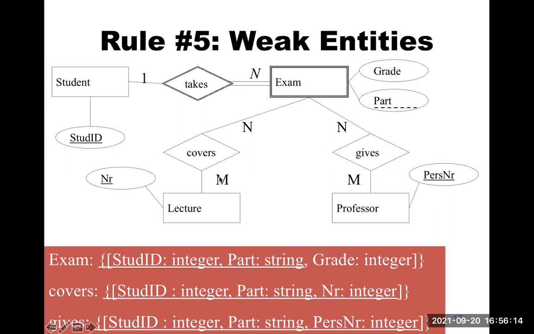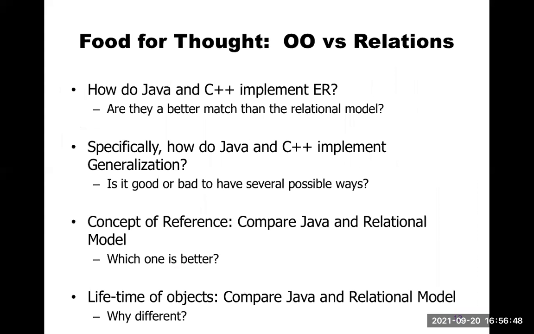So the covers relationship is linked to the entity of lecture with number, and to exam. And to identify exam, we need student ID and part. That's why our table for the covers relationship consists of student ID, part, and lecture number, and since covers is many to many, all the attributes are parts of the key. The same for the gives relationship.